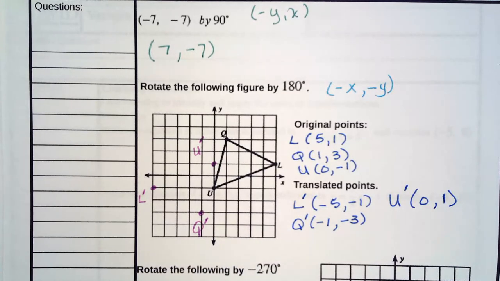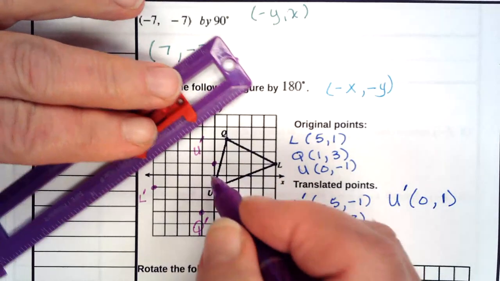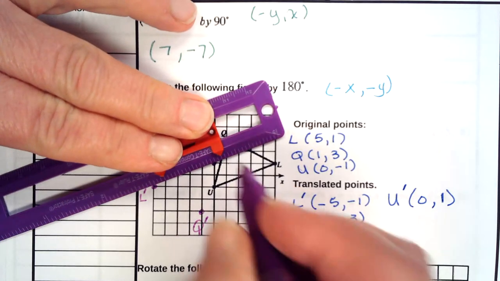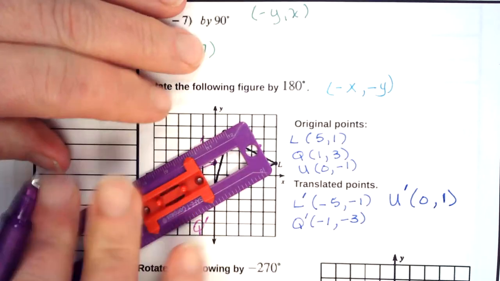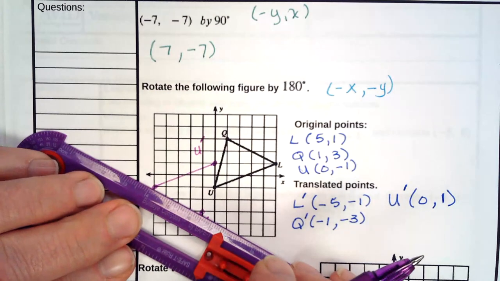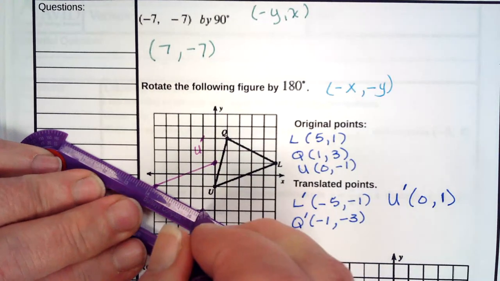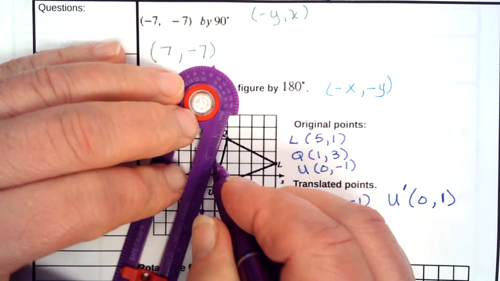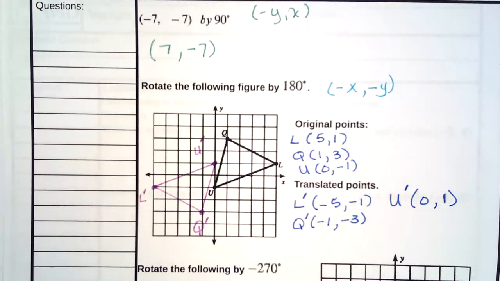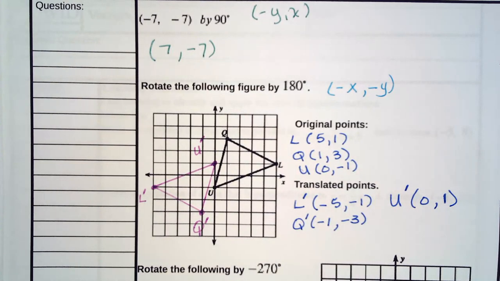Now, connect your dots. If this does not look exactly like the original figure, then we need to figure out what we did wrong, because the size and shape should be the same. It's just the orientation is different.